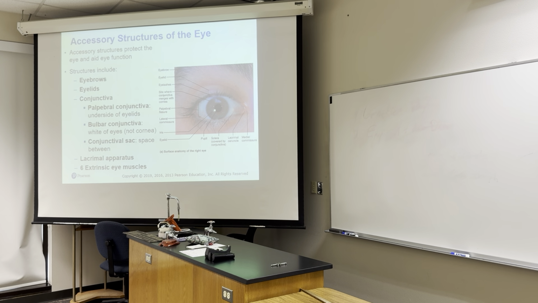And everyone knows about the lacrimal apparatus, right? The lacrimal gland, which produces your what? Tears and all this. And there are also 6 extrinsic eye muscles. What are the names of those eye muscles? So how many rectus do you have? You have 4 rectus. What are those? Superior, inferior, medial, and lateral, and 2 oblique. What are those? Superior oblique and the inferior oblique.